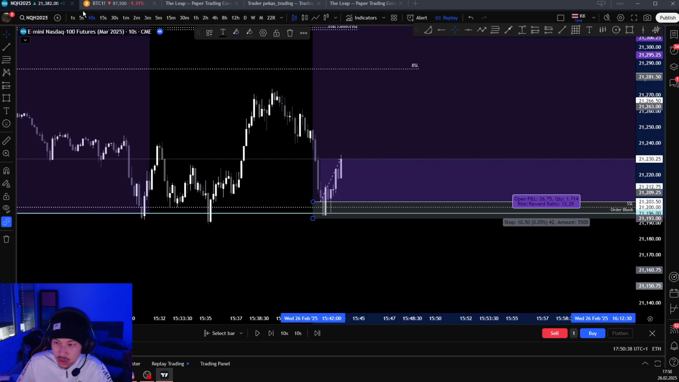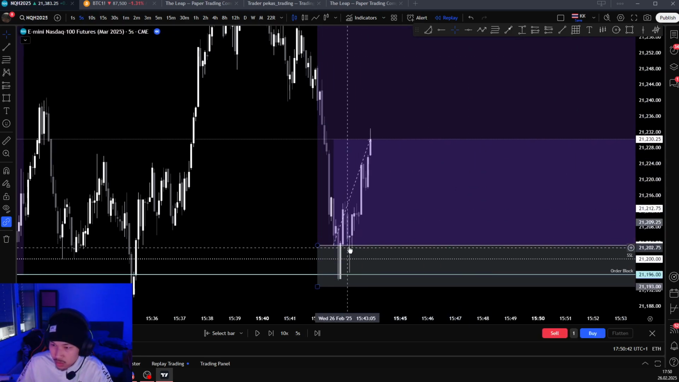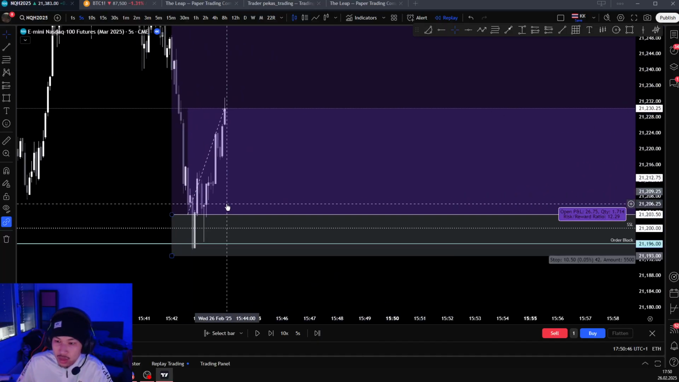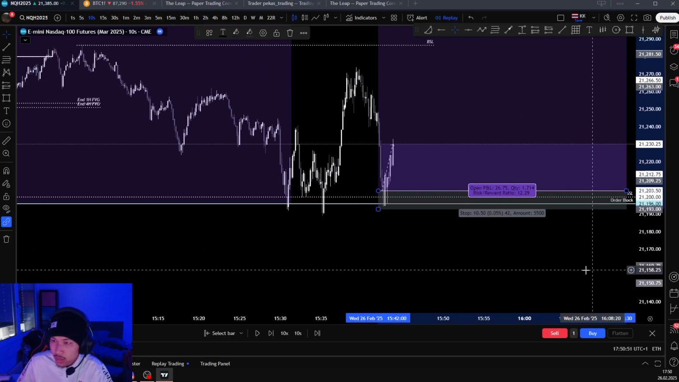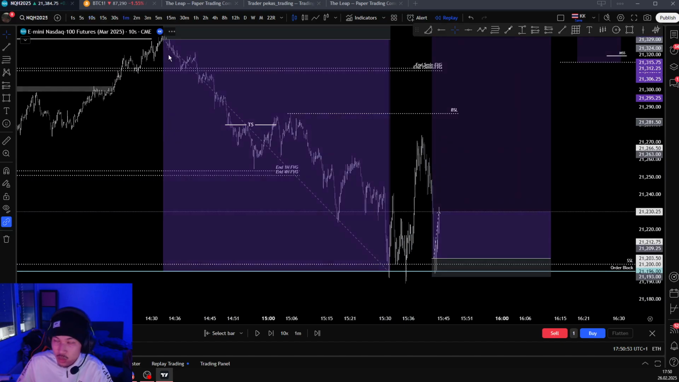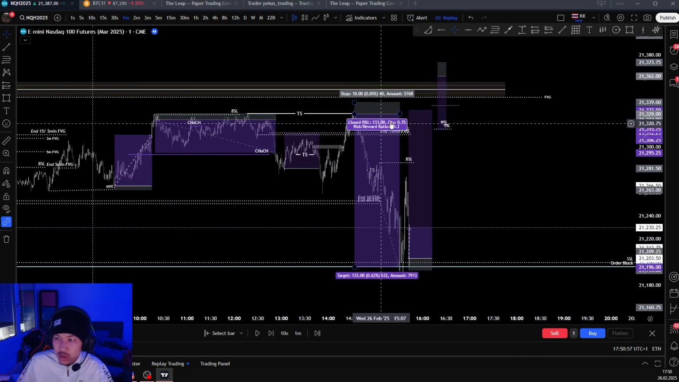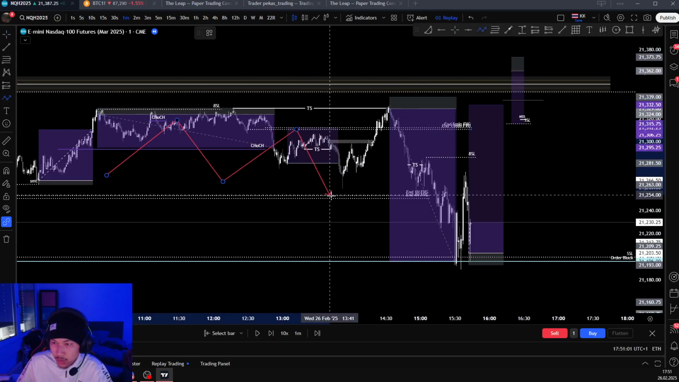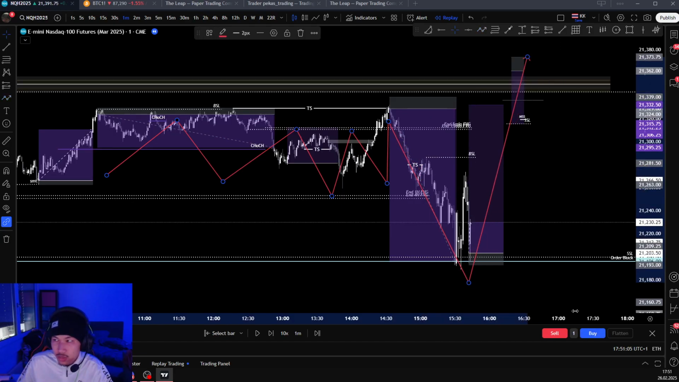I went to the, I think it was 5-second. Yeah, I went off this candle here long, then got my stop 10 points, and then my TP was all the way to the upside here. Why to the upside? Because accumulation, manipulation, distribution.